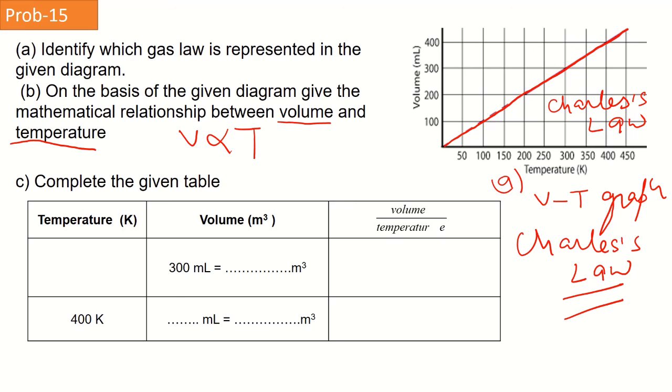If one parameter is increasing, you can see from here. This is temperature and this is volume, and if the temperature is more, 250, the volume will be more. So if one parameter is increasing and the other parameter is also increasing, it means both the quantities are directly proportional.